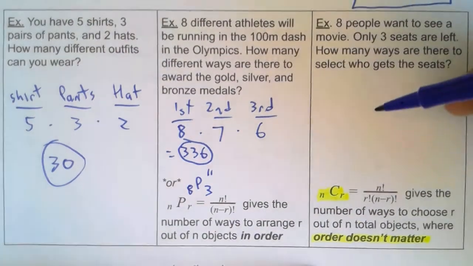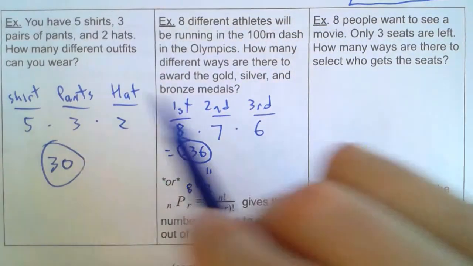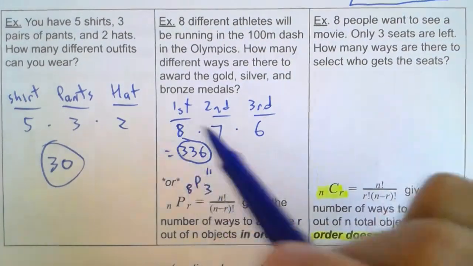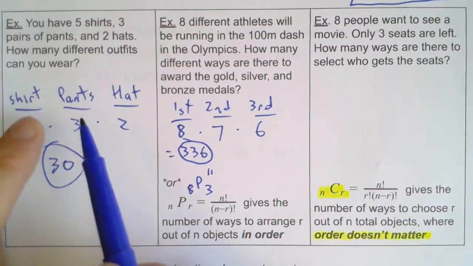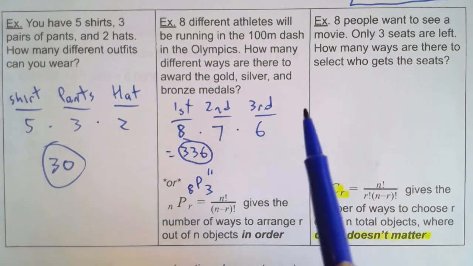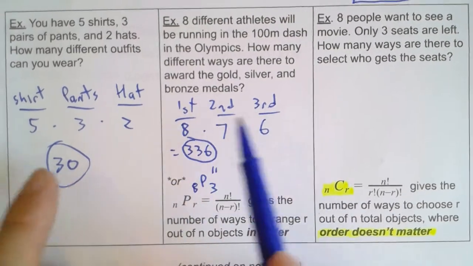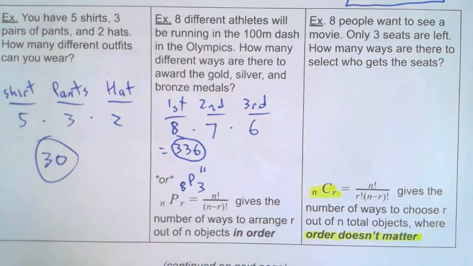So the one that's different is this one here where order doesn't matter. These things here, you can tell the difference between those slots, the order matters. Your shirt is very different from your pants, very different from a hat. Gold medal is very different from the bronze medal. The order matters. These different slots have to be kept separate. But here we have a problem where the order doesn't matter, where there's no difference.